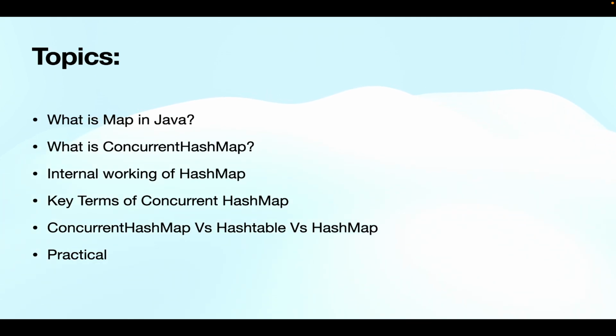We'll discuss what a map is. Also we'll see the concurrent hash map, its internal workings, and a few terms that are very important to know. And then at the last we will see concurrent hash map versus hash table and versus hash map. Okay, and we will also do some coding, and I will try to make it easy for you to understand what the difference between these three maps is.